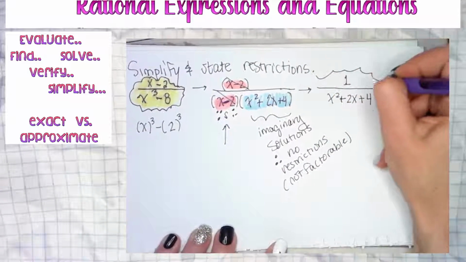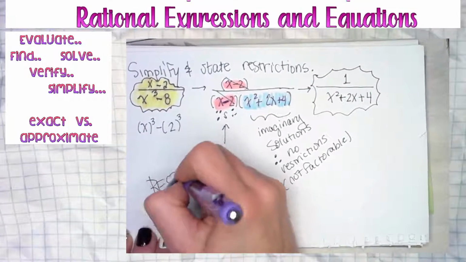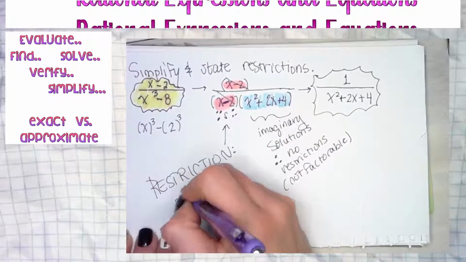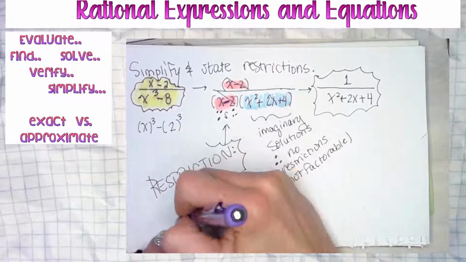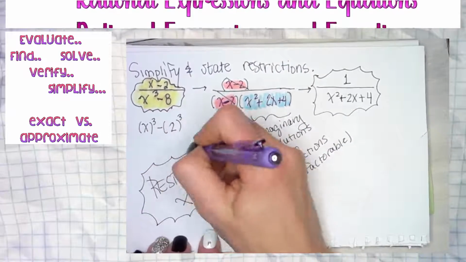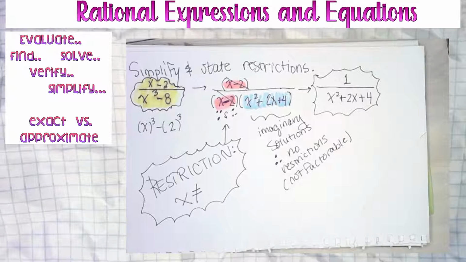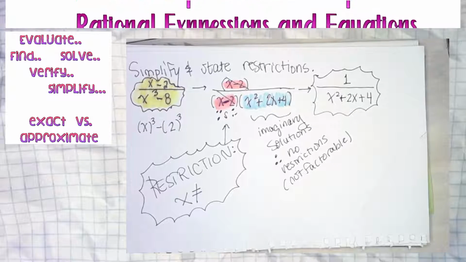So this is our simplified answer. I only have one restriction. Can anyone tell me what x cannot equal? X cannot equal positive 2. Correct. Perfect. Thank you. X cannot equal positive 2.